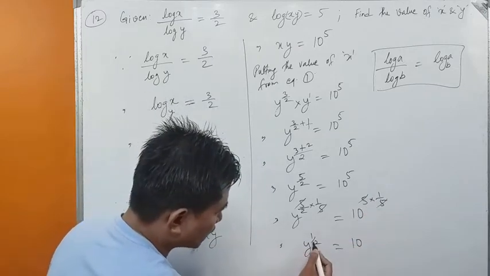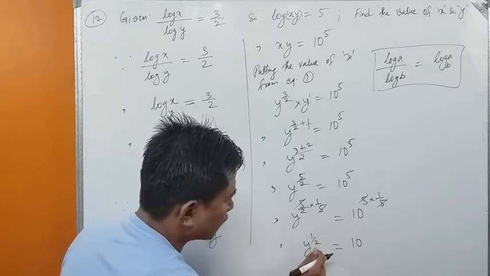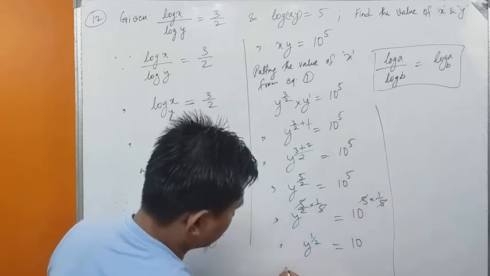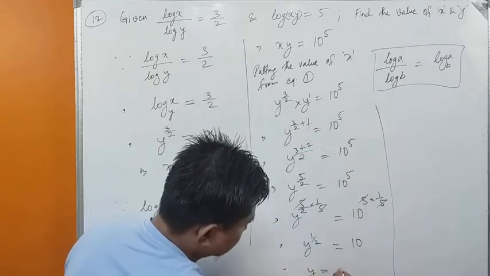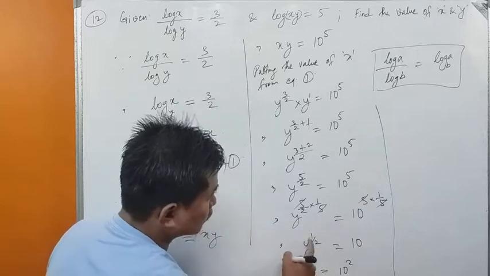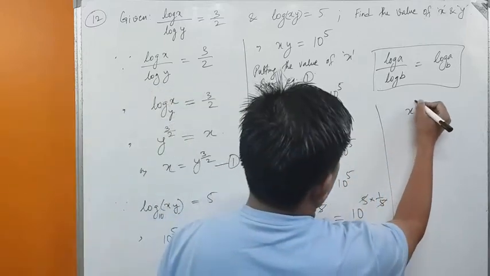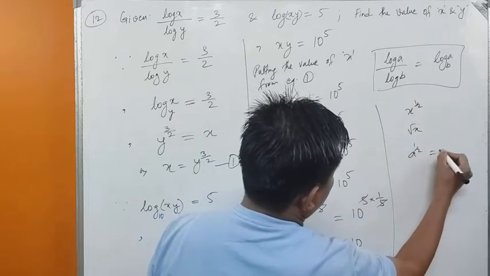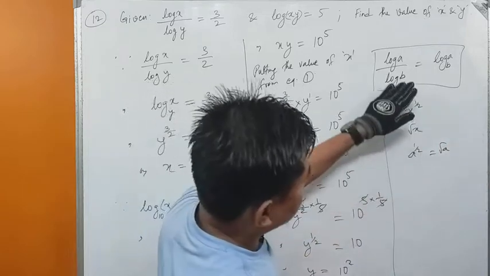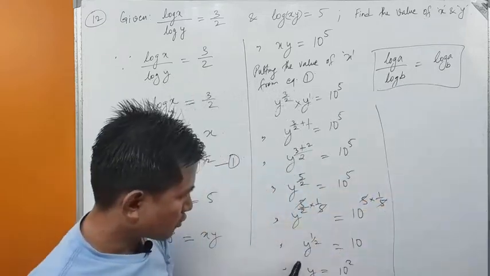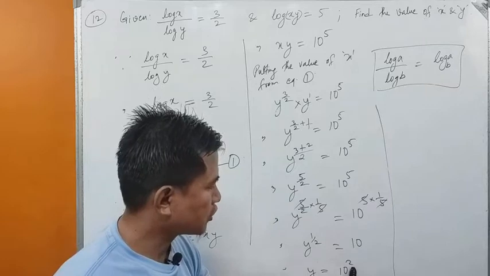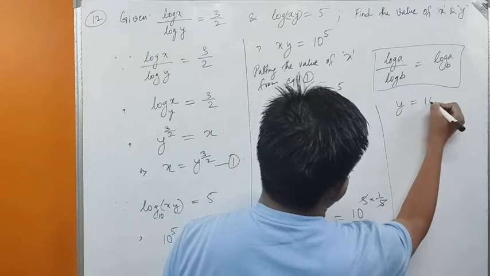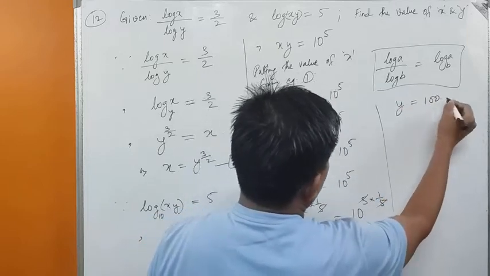So 1 upon 2 is the root, isn't it? When we take this number to the right hand side, it becomes a square. So y equals 10 square. 1 upon 2 means root. X to the power 1 upon 2 means root x, a to the power 1 upon 2 means root a. So 1 upon 2 is root under y. When we take the root to the right hand side, it becomes a square. So y equals 10 square, that means y equals 100. 10 tens are 100, isn't it? So we found the value of y.